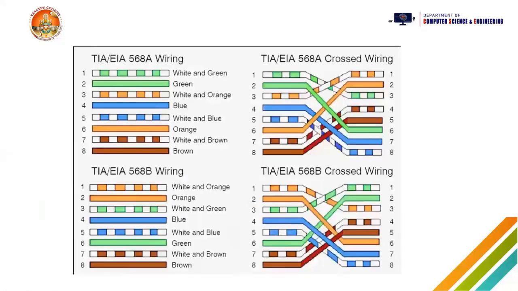You can see this clearly here, where we have two types of wiring, 568A and 568B. You can see what the difference is. The difference is just the color combination. We start with white and green in 568A, whereas in 568B we start with white and orange. The second one is green here, and orange there. The third one is white and orange here, and white and green there. The fourth one is blue, and blue. Next, white and blue, white and blue. The sixth one is orange here, and green there. White and brown, white and brown. Brown, brown. So that's the minute difference by which we say 568A and 568B.